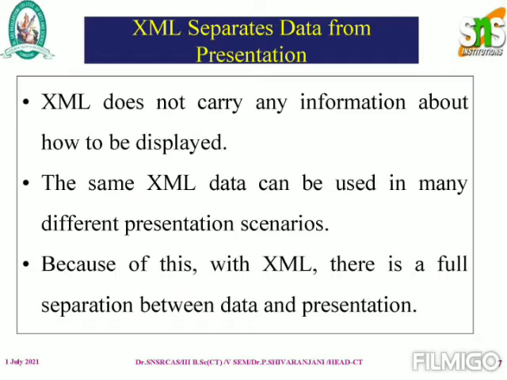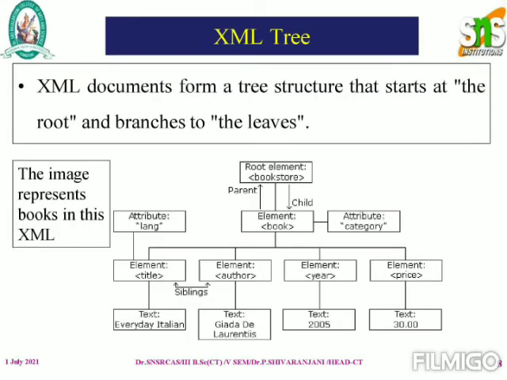Next we are describing XML trees. XML documents form a tree structure that starts at the root and branches to the leaves. It will have the starting point as a root, followed by the leaves, and the leaves we call children. We can also call the root a parent. In this particular diagram you can see that we have created an XML document for a book. Here we have a root element or a parent element called bookstore, and that is considered the parent of the particular document.